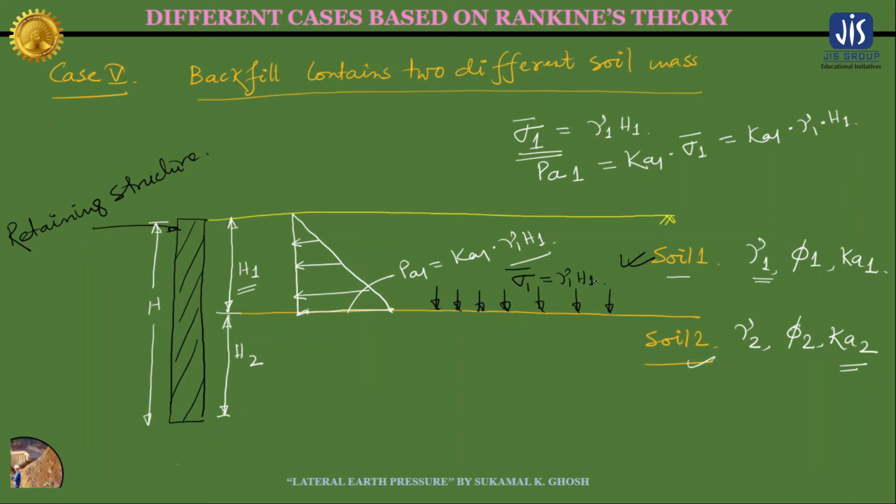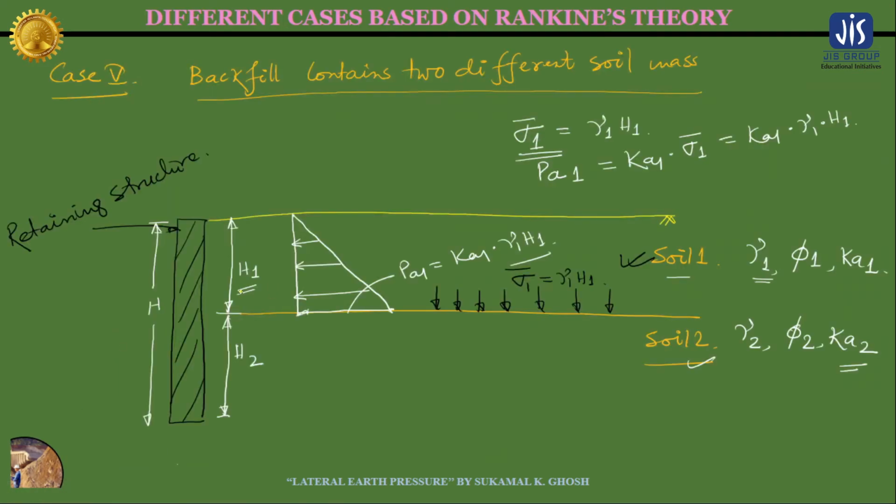Let me write it freshly. In layer 1, or soil 1, the effective stress sigma bar 1 was gamma 1 into H1, right? See, this H1 is the height and gamma 1 is the unit weight.